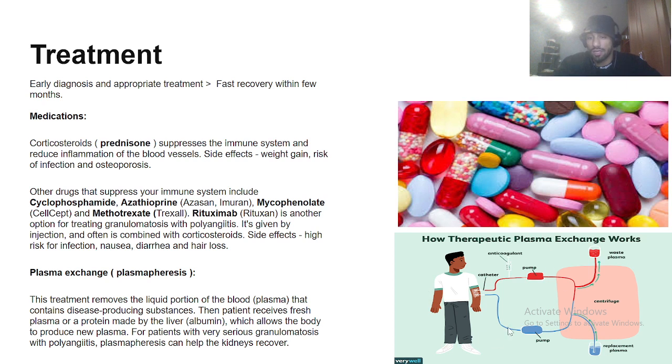So as you can see here, the blood comes from here with the addition of anticoagulants, and then we remove a portion of the blood plasma that causes this disease, and then we replace it with another, healthy plasma, and then we give it back to the patient, to the body again.